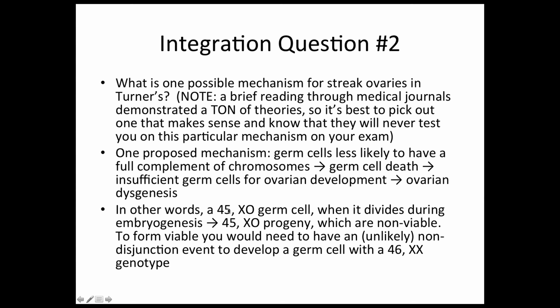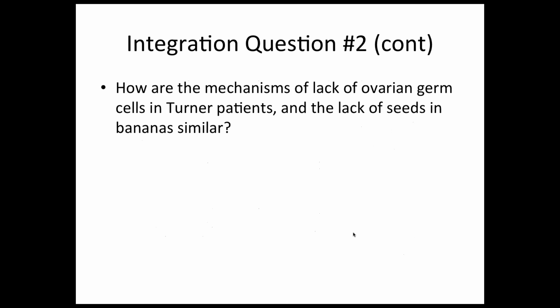So if I have a 45,XO germ cell, when it divides, I'm going to get 45,XO progeny, right? That's not viable. So I'm not going to get 46,XX. The question really becomes, why would you need 46,XX when somatic cells do fine with 45,XO? Yeah, great question. I had that exact same question. I was like, wait a minute, that doesn't make any sense. Their skin cells have 45,XO. Why can't their germ cells? And this actually gets back to what Liz was asking.